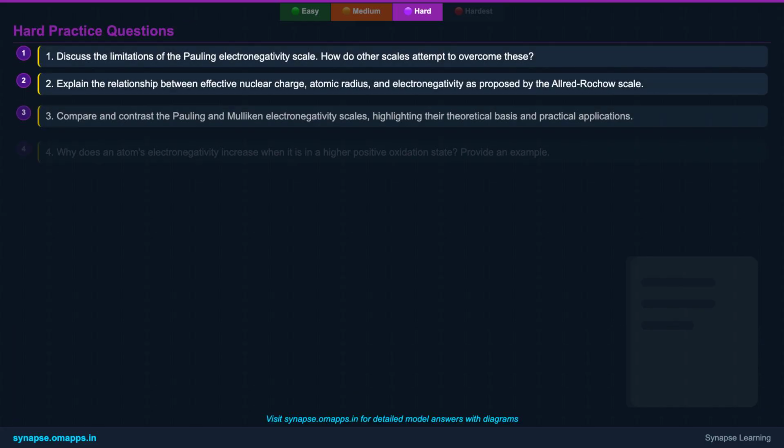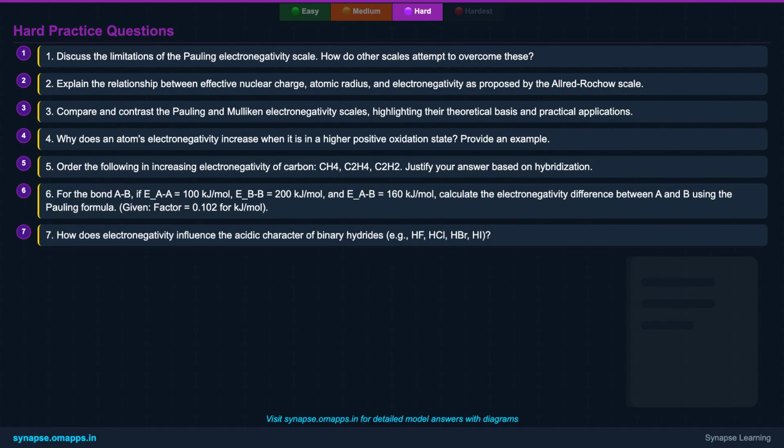Now, it's time to tackle 7 challenging questions. These problems will test your detailed understanding of the different electronegativity scales, their derivations, and the advanced factors influencing electronegativity. Think critically, connect the concepts, and apply your knowledge to solve these complex scenarios. This is excellent preparation for GMAT.